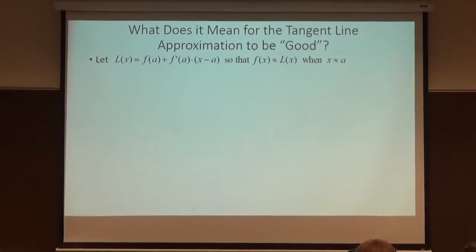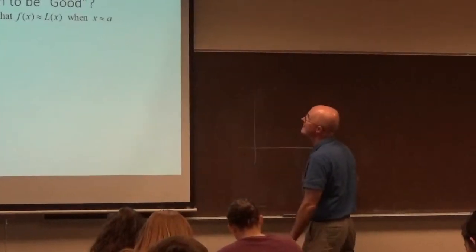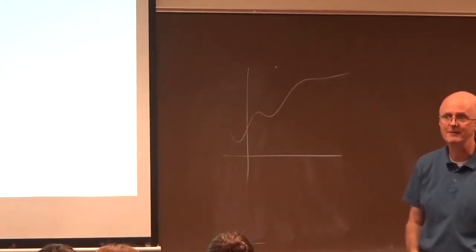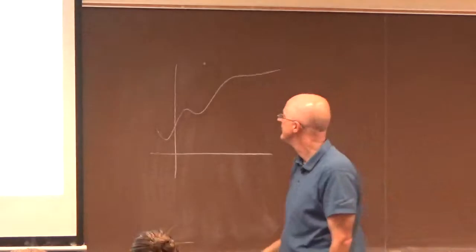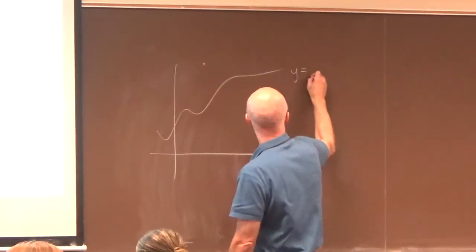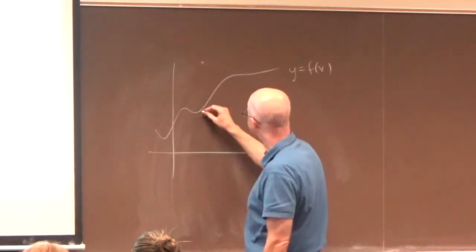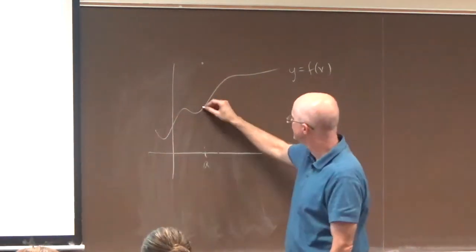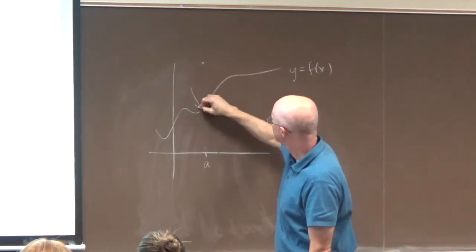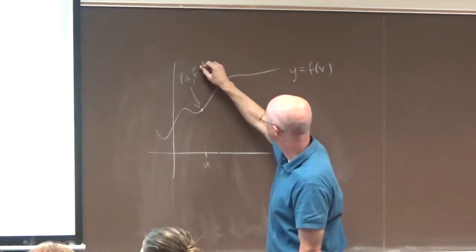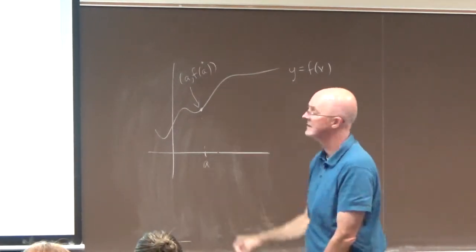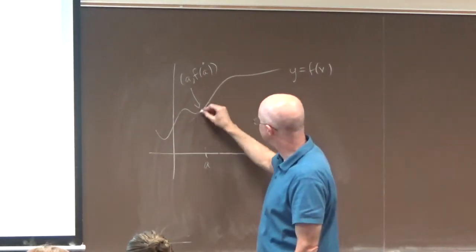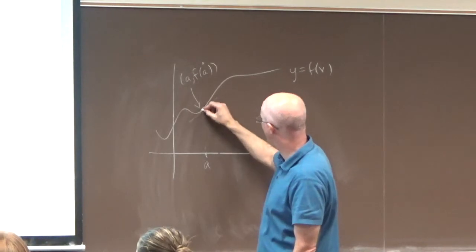Draw this on the board if you didn't catch this here. So f, who knows what that looks like? We're not talking about exponential growth here, necessarily. Say that's the graph of f of x. And say a is right here. This point then would be a comma f of a. The tangent line would look about like this. It's just kissing the graph at that one point.